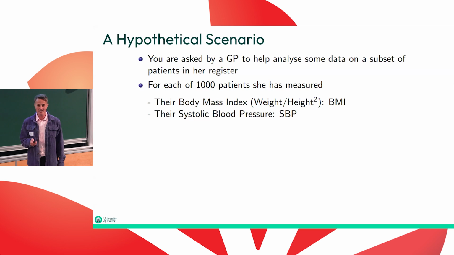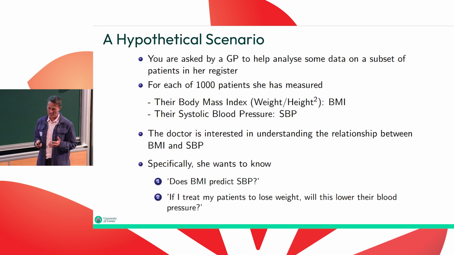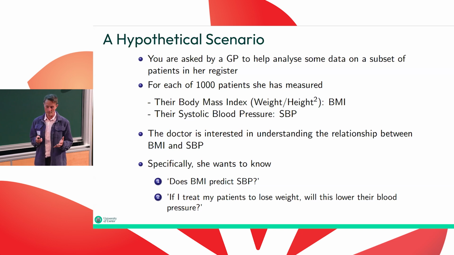Okay, so I usually start off with this example when I'm teaching my students about causality. Imagine that you were asked by a GP, a sort of local area doctor, to help analyse some data on patients in her register. So she has data on 1,000 patients, and she's measured their body mass index and their systolic blood pressure. And the doctor's interested in understanding the relationship between BMI and SBP. Specifically, she wants to know, does BMI predict SBP? And the second question is, if I treat my patients to lose weight, will this lower their blood pressure?